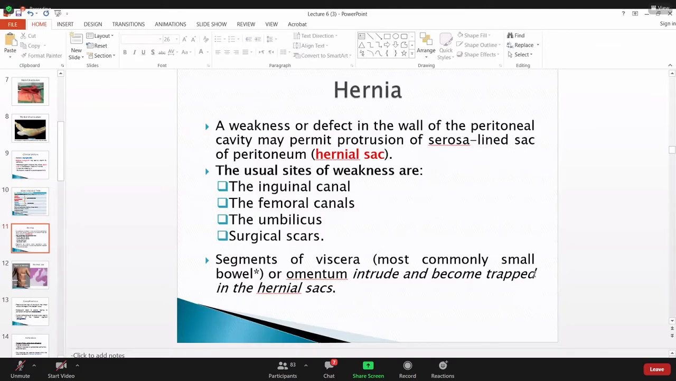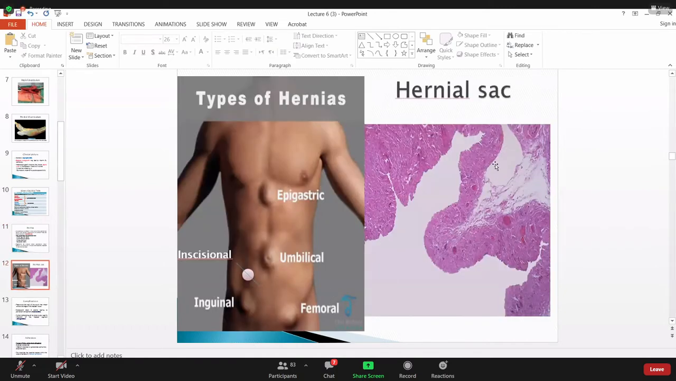Most commonly the small bowel is involved, or the omentum intrudes. This is the hernial sac. The hernial sac is connective tissue that protrudes through this defect, and then a loop of the bowel enters inside it.